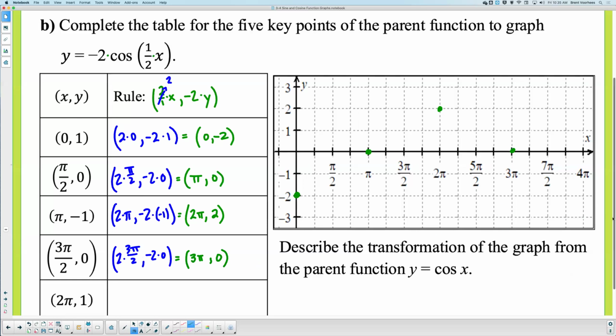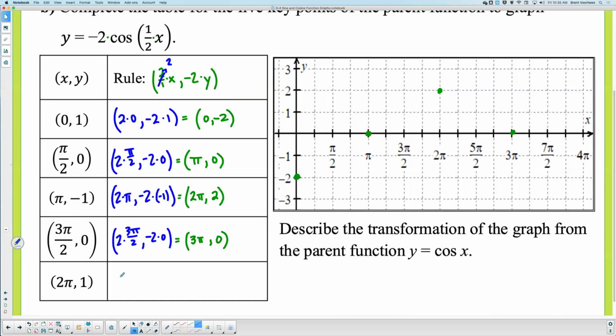Finally, last point. I'm going to take 2 and multiply that times 2 pi. And then I'll take negative 2 and multiply that times 1. 2 times 2 pi is 4 pi. And negative 2 times 1? Negative 2. So at 4 pi, we are at negative 2. That right there will become our wave.